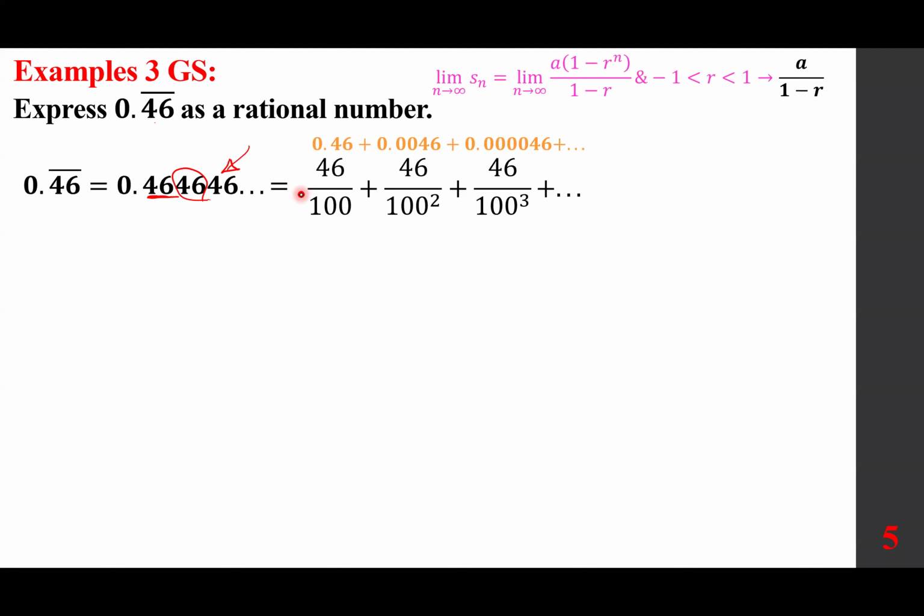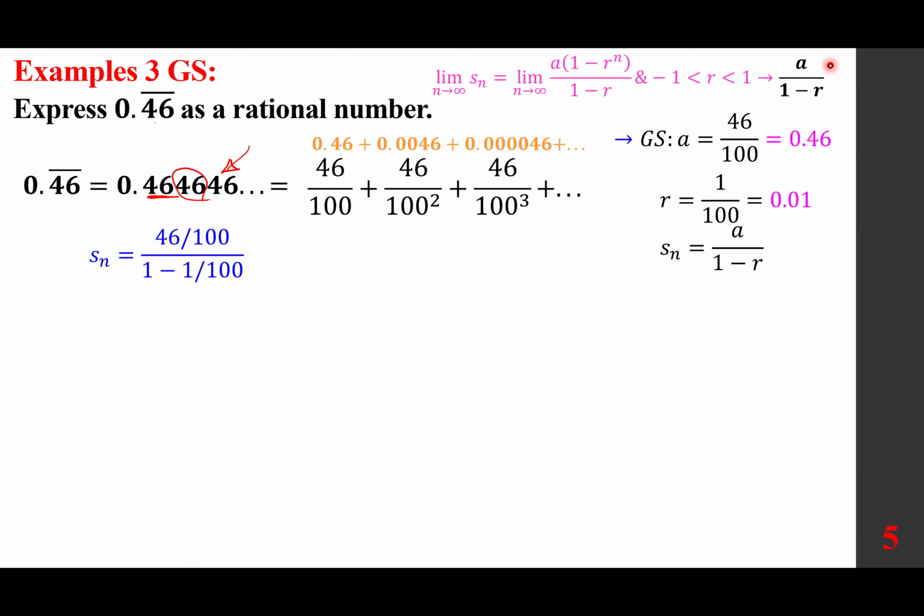And this is a geometric sequence with the first term being 46 over 100, or 0.46. What is r? Since this number is 100 times larger than this, the fraction is 100 times smaller. It makes r between -1 and 1. It's 1 over 100, or 0.01. Therefore, a over 1 minus r can be used. And we are going to do that.